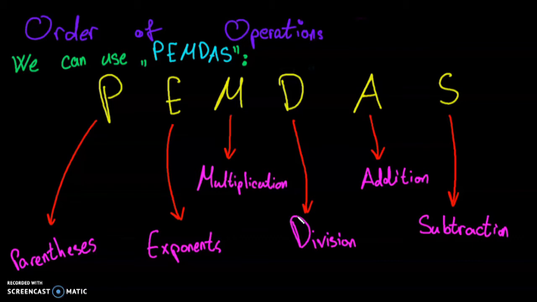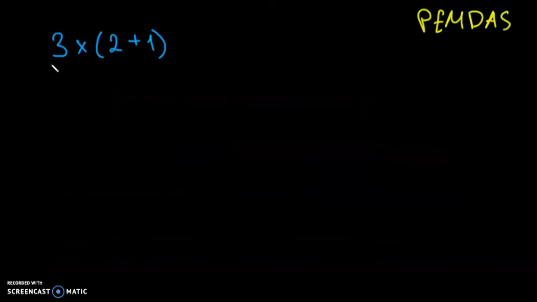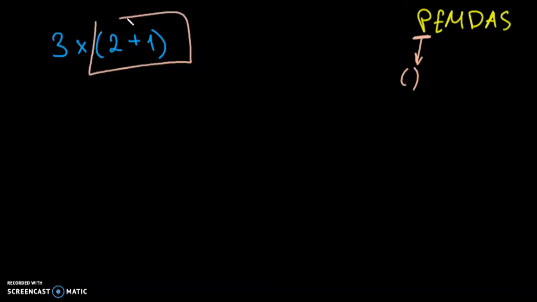But how can this help us? Let's take a look. So we have 3 times open parentheses, 2 plus 1 close parentheses. What should we do first? Well, we see that there's a parenthesis. The first letter in the word PEMDAS is P, which is for the parenthesis, which means we always do what's inside the parenthesis first. In this case, inside the parenthesis, we have 2 plus 1.